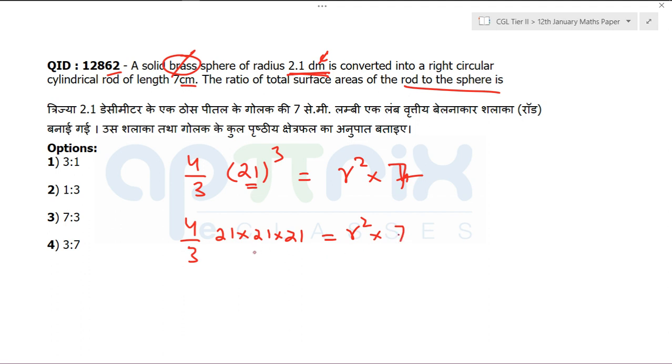And then what? Nothing left. You can just see that this particular value will be 7 and this 7 gets cancelled out. You can clearly see that r here is 42. 21 square, 2 square. 42, you know the r.